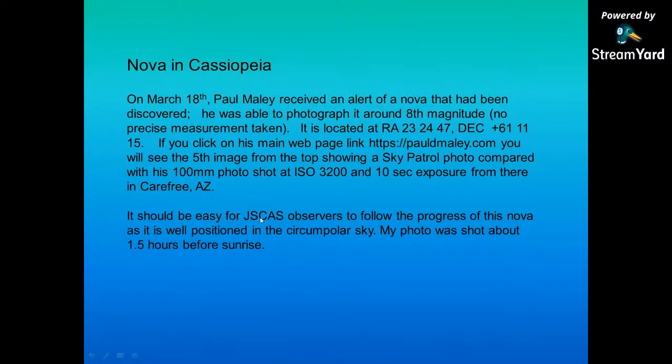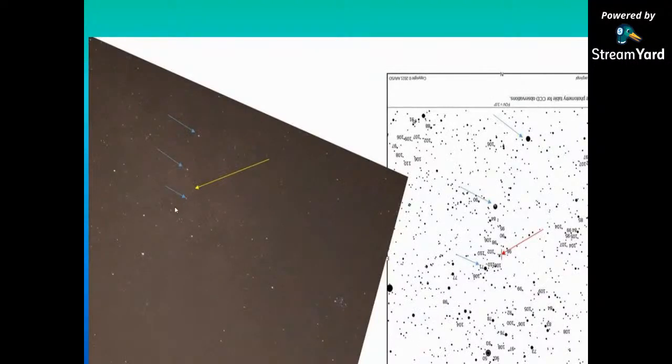He figures it should be easy for us in JSCAS to follow the progress of this, as it's reasonably well positioned since Cassiopeia is circumpolar in the sky. But I was looking at it earlier tonight and found that it's kind of dipping low in the northern murk, but it's still there. It'll come up toward the summer. Now, if you look carefully, this is Paul's picture. This is the AAVSO picture, and it is upside down. So Paul has matched this to match his picture. So this arrow here is this one all the way over here. And that arrow is matching another arrow, and this one is matching the top arrow. The yellow arrow is actually pointing to the rough location of the nova.